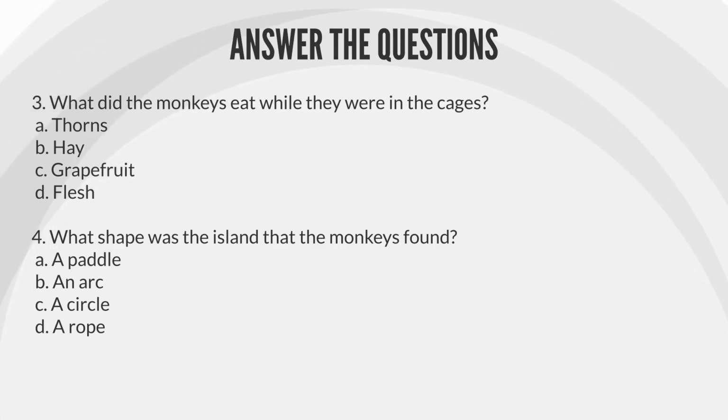4. What shape was the island that the monkeys found? A. A paddle. B. An arc. C. A circle. D. A rope.